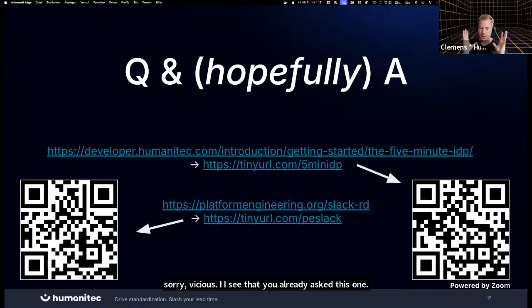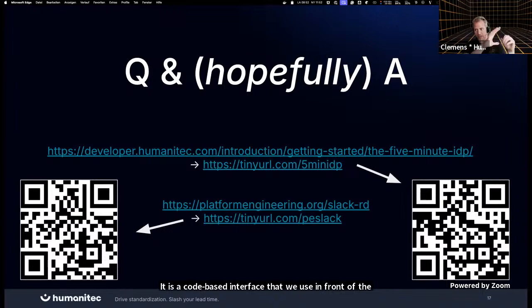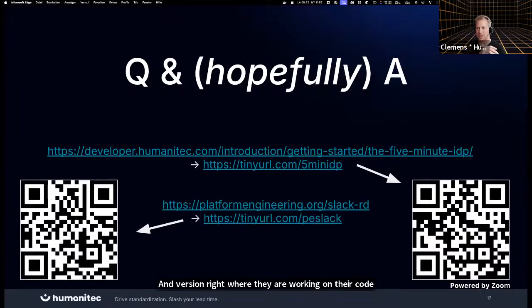As I said, Score is platform agnostic. It is a code-based interface that we use in front of the Humanitec Platform Orchestrator. There are other interfaces as well. You can get all of the functionality by going through the API, through the UI, if you want to. But developers usually like to use Score as a code-based solution because it can be stored and versioned right where they are working on their code. But as such, it can be used with any platform.